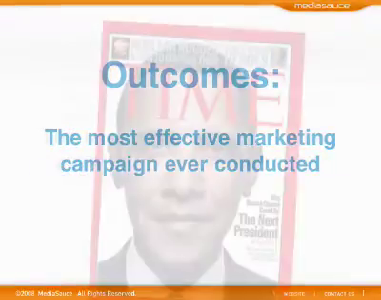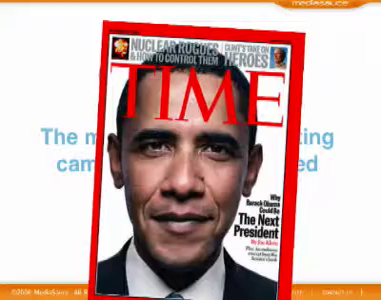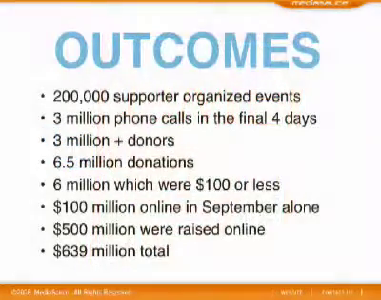What was the outcome for Obama? Obviously he won, we know that. But let's just summarize some of the facts that come out of his campaign. More than 200,000 individual supporter-organized events took place, prompted by digital and social media. More than 3 million phone calls were made in the final 4 days of the campaign, powered by his microsite. More than 3 million donors donated more than 6.5 million different times, of which 6 million donations were $100 or less. $100 million alone were raised online in 1 month, and over $500 million were raised just from online donations. That's nearly all the $639 million he raised for his entire campaign.